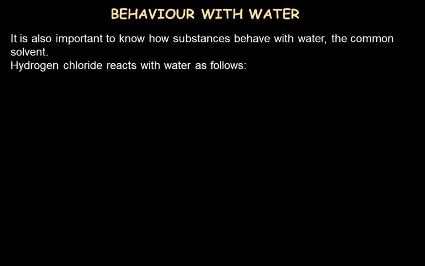In acids and bases, water plays a very important role. So let's have a look at how water behaves with an acid or a base. This is because water is a very common solvent in which acid and base can dissolve. So if hydrogen chloride reacts with water, then what happens? HCl when it dissolves in water forms chloride ion and hydronium ion.